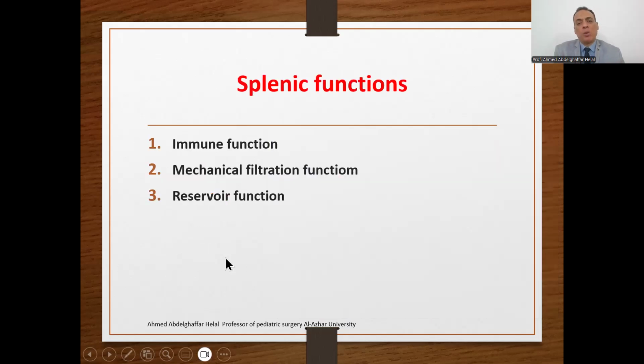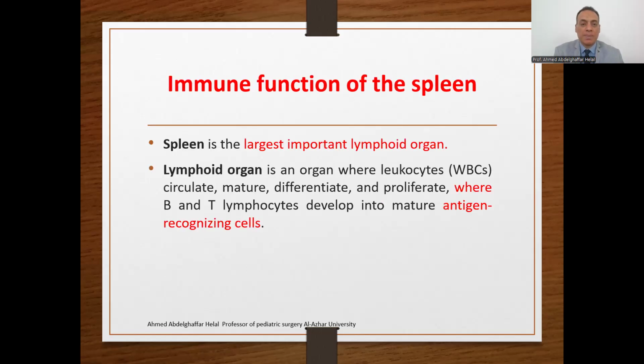So the question now, what about the splenic functions? The main functions of the spleen are related to, it plays an important role in the immune system. It plays an important role as a mechanical filtration. It plays an important role as a reservoir function for the blood in trauma, maybe a reservoir for platelets or white cells. Let's start to speak about the immune function of the spleen.